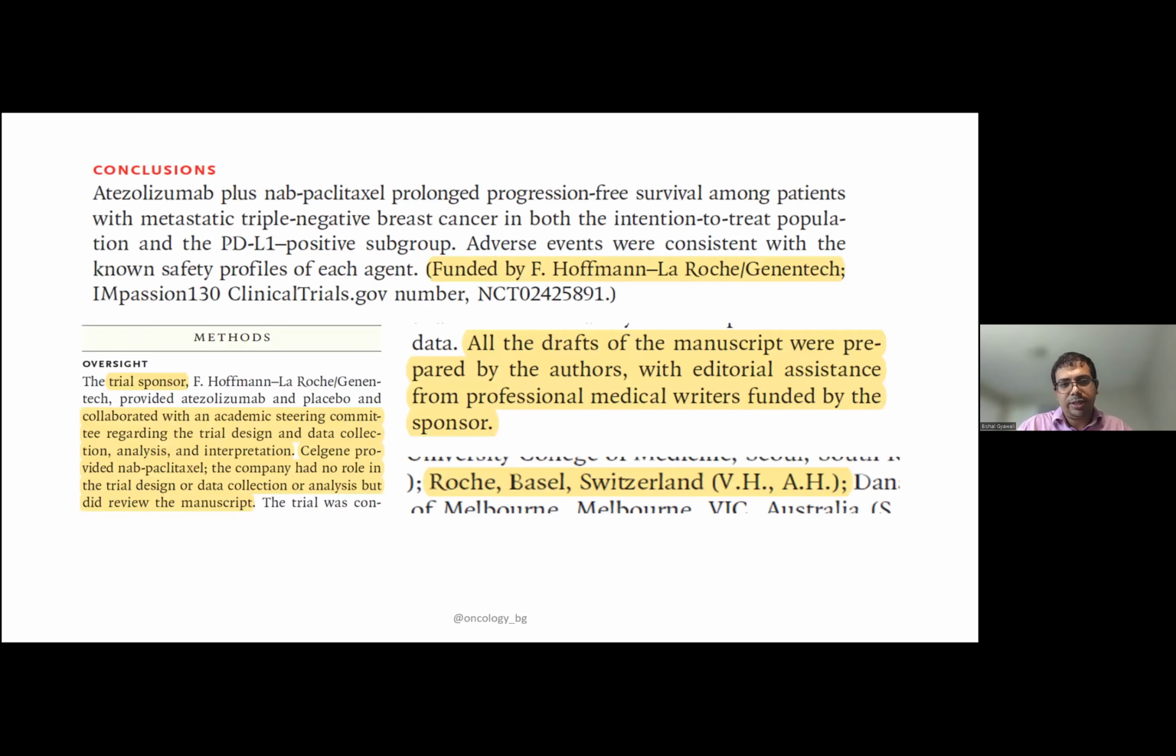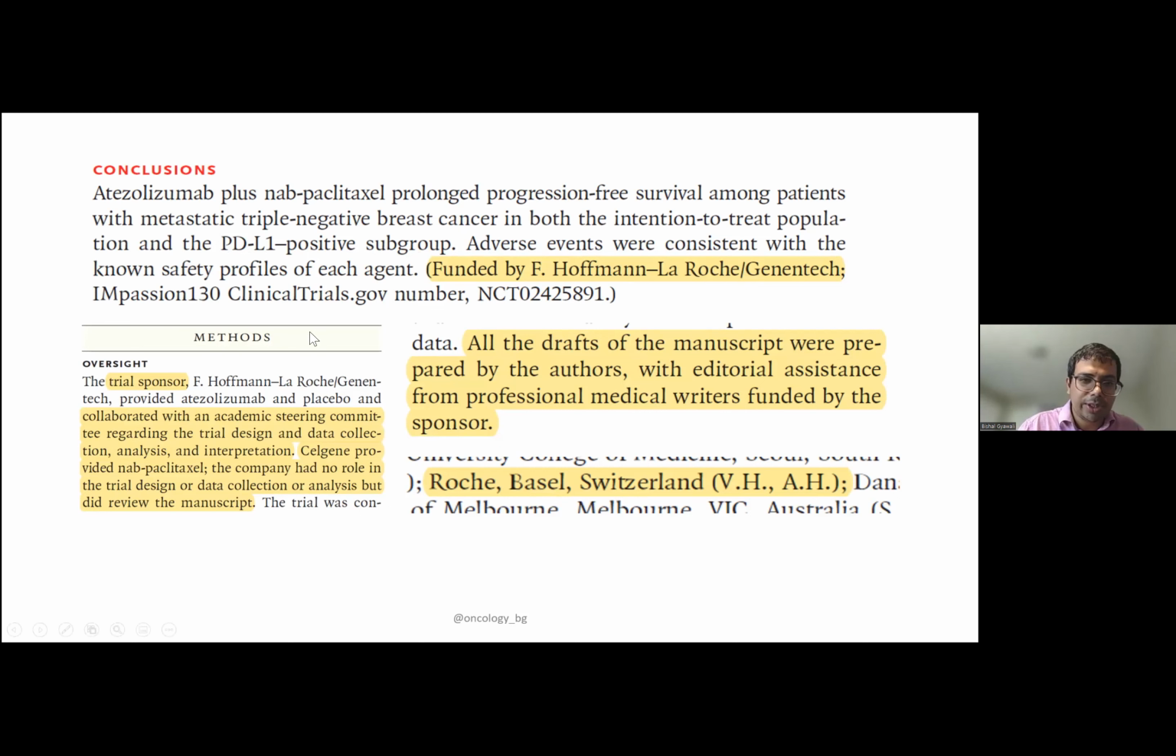So, for example, in that previous publication, where do you find this information? One, you find it at the end of the abstract, but this will also depend on journals. This is what the New England Journal does. JCO has a different system. Lancet has a different system. But here it says this was funded by Hoffmann-La Roche, Genentech.